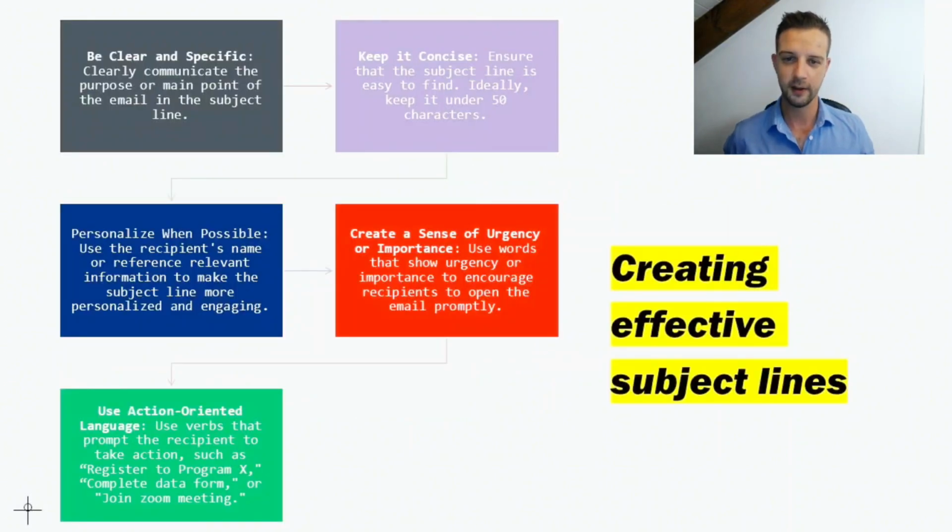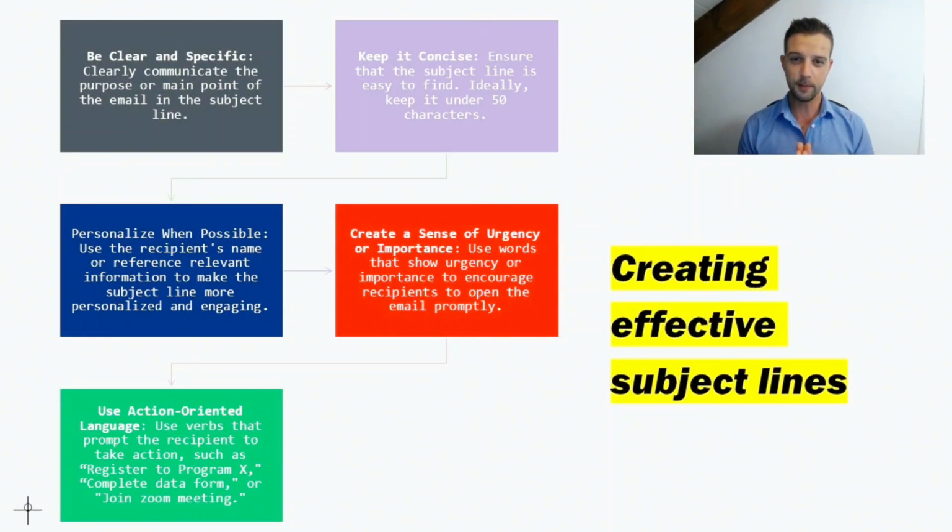Let's move on. So the keys to writing effective subject lines. If you start at the top left box and you follow my diagram, you will be able to follow along with me. So firstly, you need to be clear and specific. So clearly communicate the purpose or the main point of the email in the subject line. That's the key, right? So we're trying to say perhaps attention with the person's name. I need your attention for this email, or urgent meeting, planning meeting.